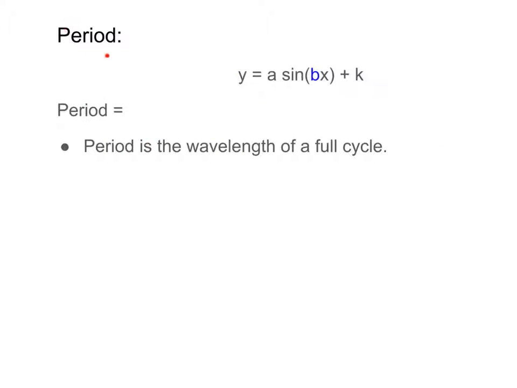So again, wavelength or period is the length of a full cycle. So period is talking about the wavelength. And when we're talking about period, we're talking about this b value here that helps us calculate the period. So the period formula is 2 pi over b. And we're going to use this in the next slide here.